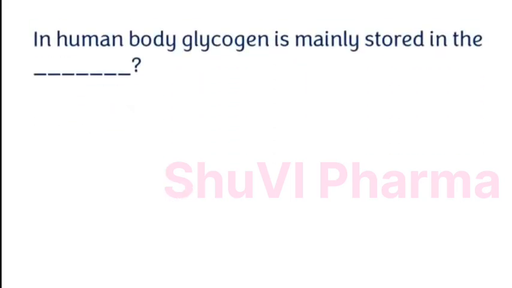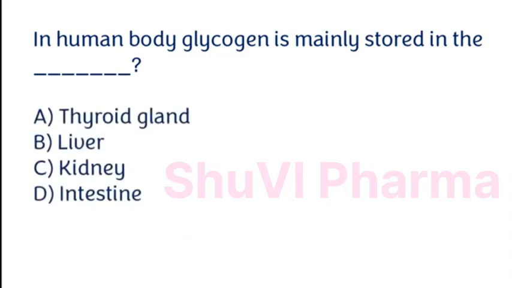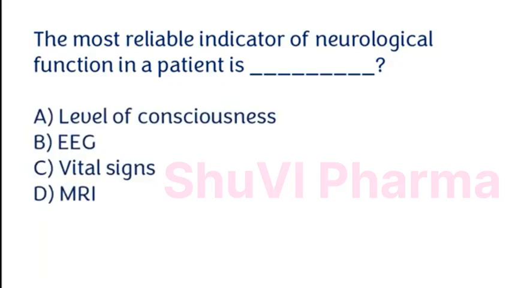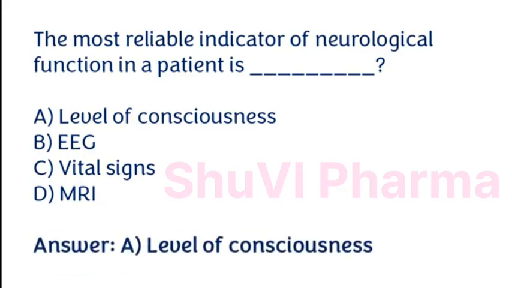In human body, glycogen is mainly stored in the thyroid gland, liver, kidney, intestine. The correct answer is option B. In human body, glycogen is mainly stored in the liver. The most reliable indicator of neurological function in a patient is level of consciousness, EEG, vital signs, MRI. The correct answer is option A. The most reliable indicator of neurological function in a patient is level of consciousness.